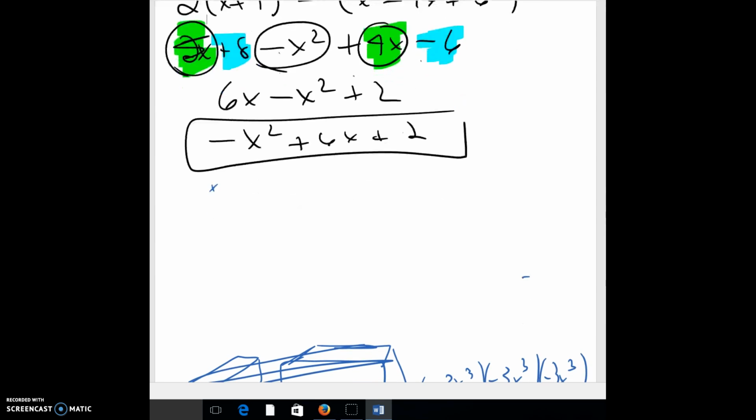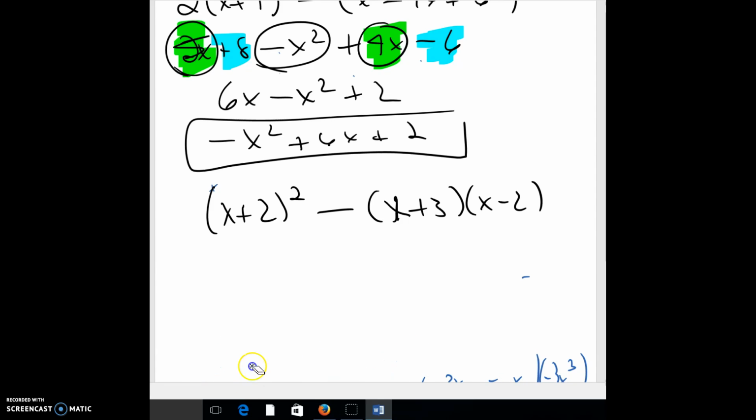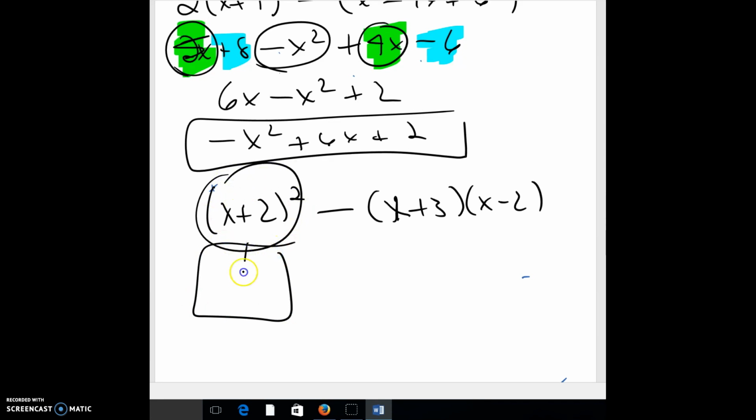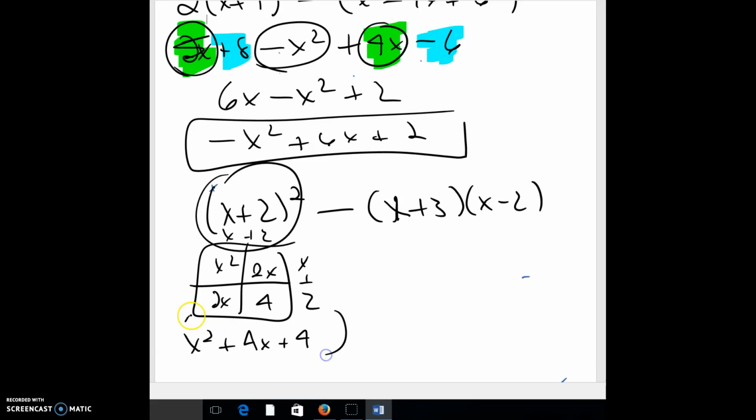Another case of the distributive property might be something like x plus 2 squared minus, I don't know, let's do x plus 3, x minus 2. So again, you're going to have to simplify those first before you do any adding and subtracting. So again, when you multiply, things change. And if you want to do the box method for this, you can see x plus 2, x plus 2. So you get x squared, 2x, 2x, and 4. So x squared plus 4x plus 4 is the answer to that. And usually you get a trinomial on those.